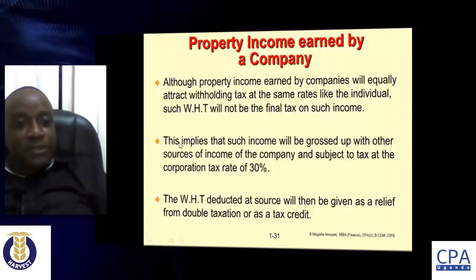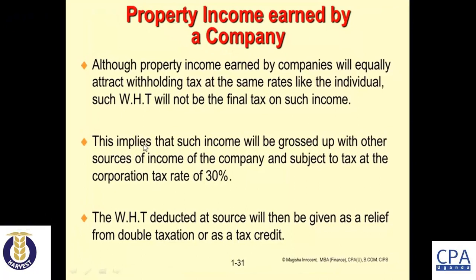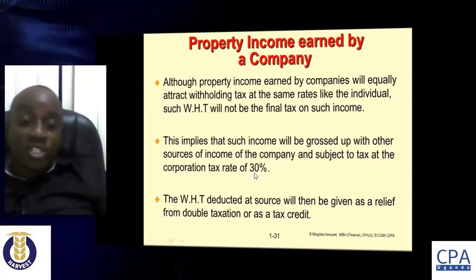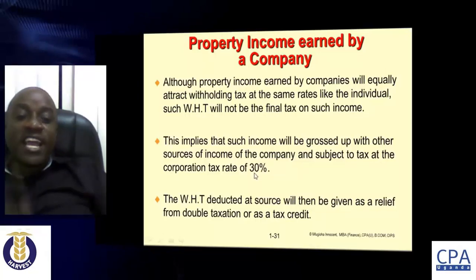So in bullet number 2, we are saying that such income will be grossed up with other sources of income of the company and subject to tax at the corporation tax rate of 30%. So this is actual double taxation. You've already paid your 15% withholding tax at source. Again, we are saying we are going to tax the gross at 30%.